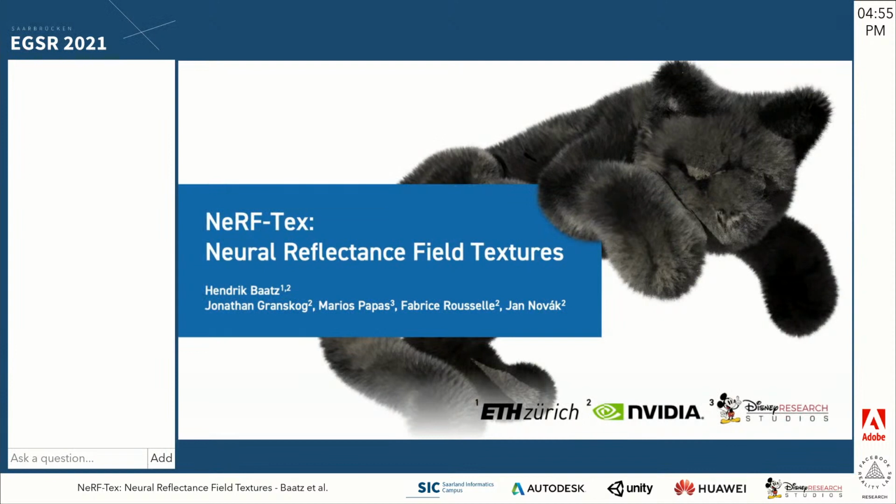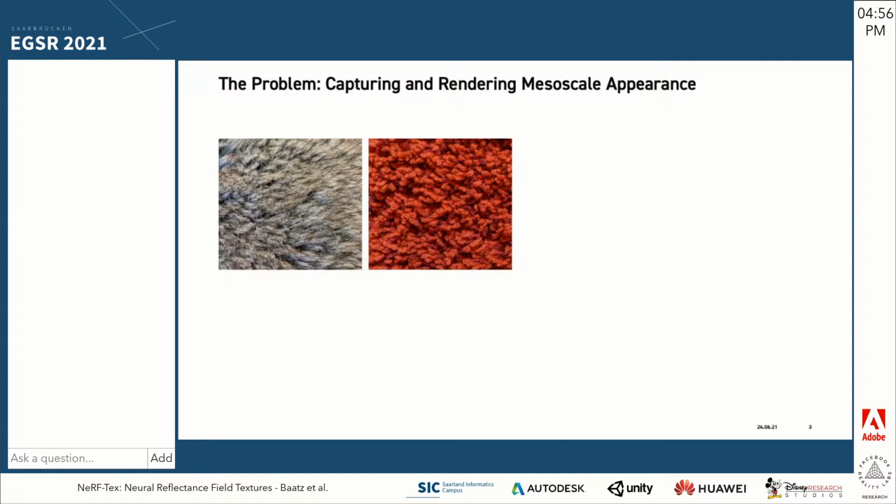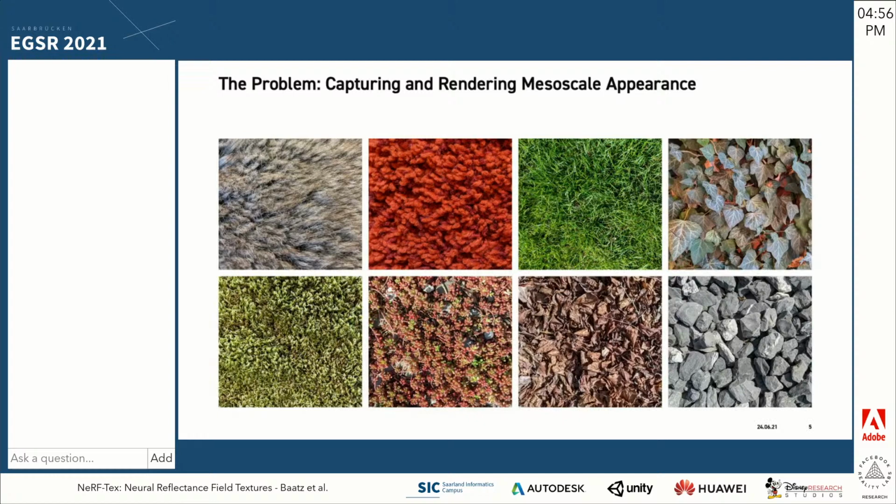Hi, I'm Henrik Batz, and in this video, I'll be presenting NeRF-Tex, or neural reflectance field textures, a new neural primitive for mesoscale appearances. We are interested in capturing and rendering mesoscale materials, which have repetitive geometric patterns like fur and carpet fibers, and vegetation like grass, ivy, or moss. Further examples are also foliage and pebbles, but also fine granular media such as sand and snow, or even skin could be of interest as well.